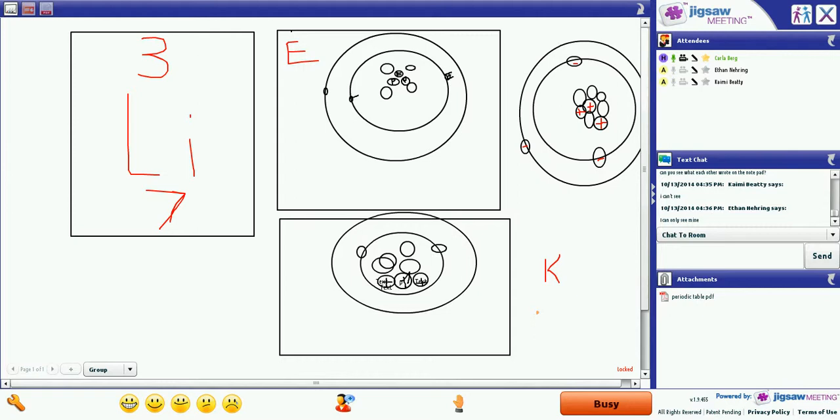And on the right-hand side, you see mine, which is what you should have. Okay, the first thing you need to do as you're drawing is figure out the number of protons, the number of neutrons, and the number of electrons.